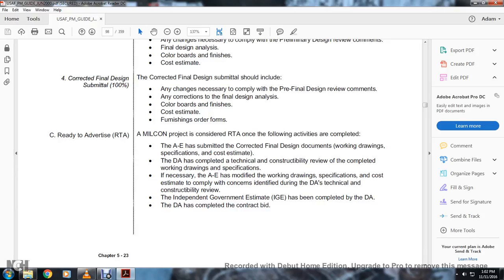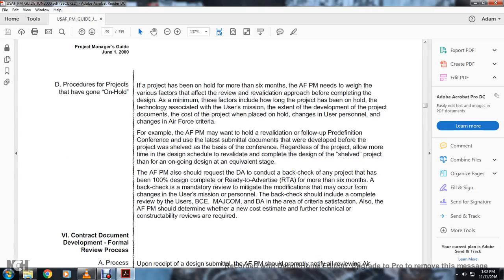Ready to advertise. All military construction is considered ready to advertise when the following activities are complete. The architectural engineer submits the corrected final design documentation, working drawings, specifications, and cost estimate. The DA completes the technical construction review. The architectural engineer modifies the working drawings, specifications, and cost estimate to comply with concerns identified during the DA and technical construction review. The independent government estimate has been completed with the DA. The DA has completed the contract bid.